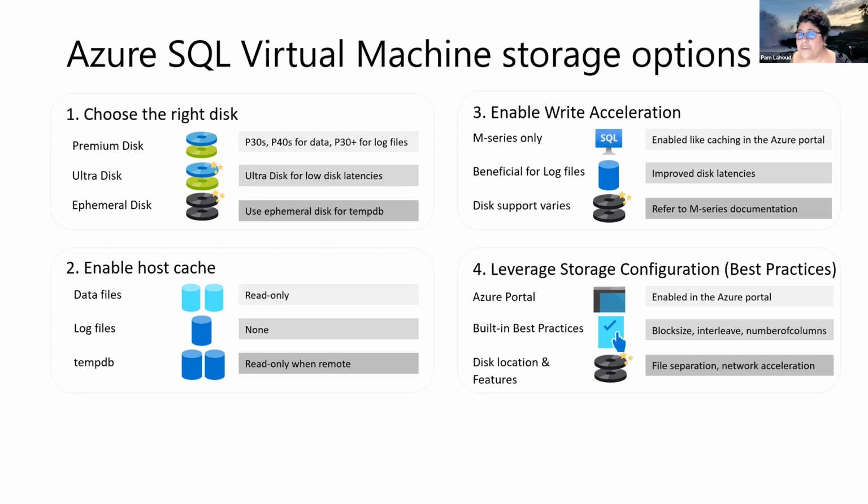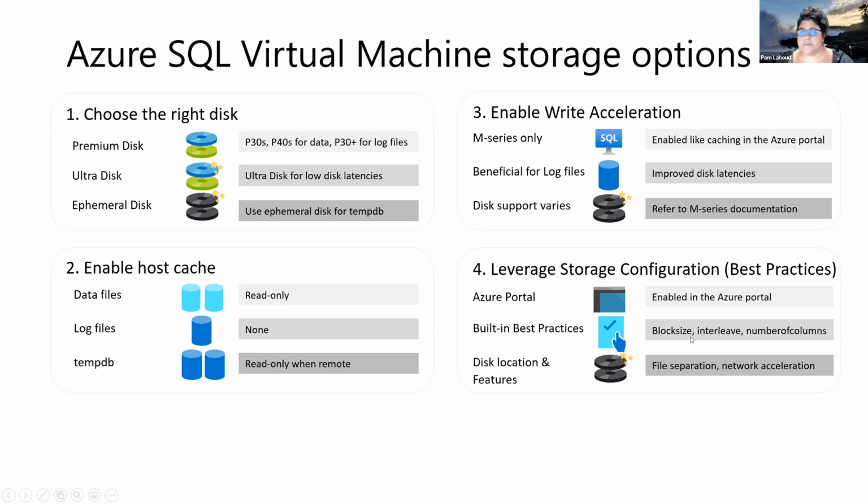If you are on one of those M series VMs, they have something called write acceleration. So if you happen to be on an M series VM, turn on write acceleration for your log drives. That will give you a much better latency on your log drives. If you're on an M series, you may be able to avoid using UltraDisk by using write acceleration. Again, it only works for M series. It's only available on M series. So you refer to the documentation there to see what the restrictions are.